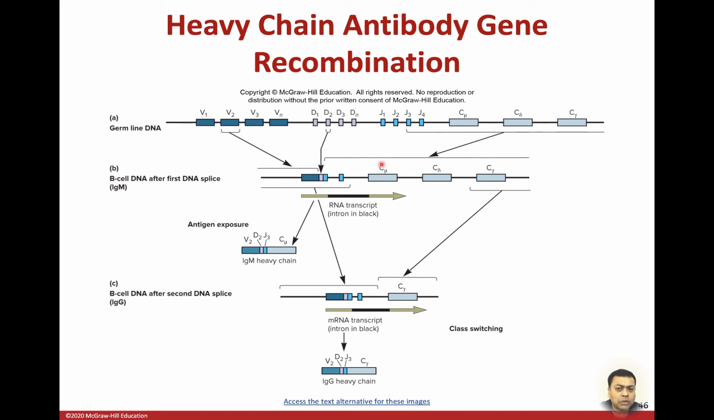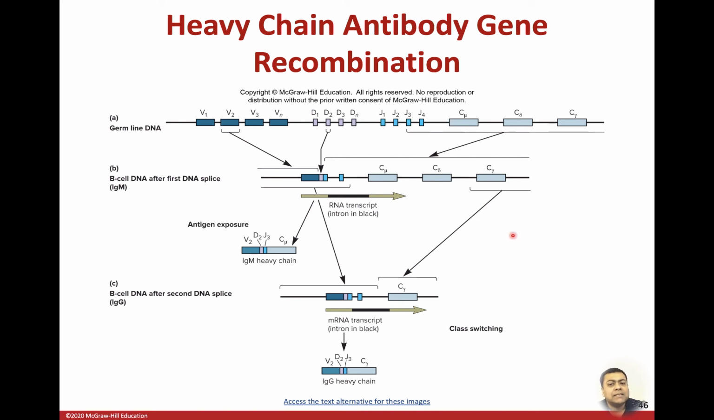So the introduction of the U's near the C mu cuts this portion out. So what happens is that with the V2, D2 and the J3 region, no more C mu region is going to get joined. Instead, that is spliced out. And now C gamma is coming in and joining with this. And this will lead to formation of IgG. And now you have the class switching from IgM to IgG.